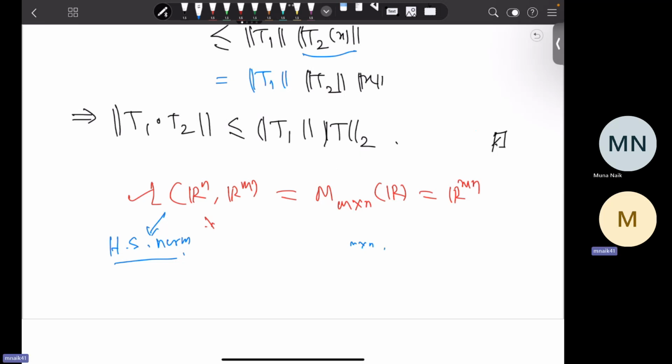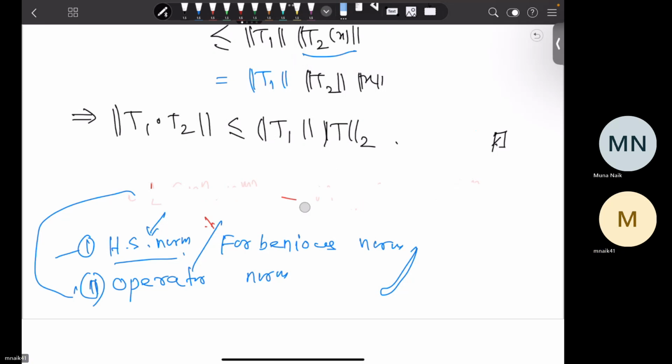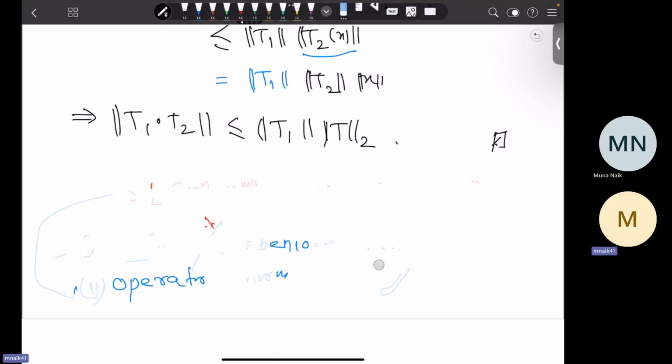So Hilbert-Schmidt norm or Frobenius norm is one, and another is the operator norm. This L(R^n, R^n) is a finite dimensional vector space, so any two norms are equivalent, and the topology is really the same. We will mostly work with the operator norm, because it is the most natural norm to act on this space.